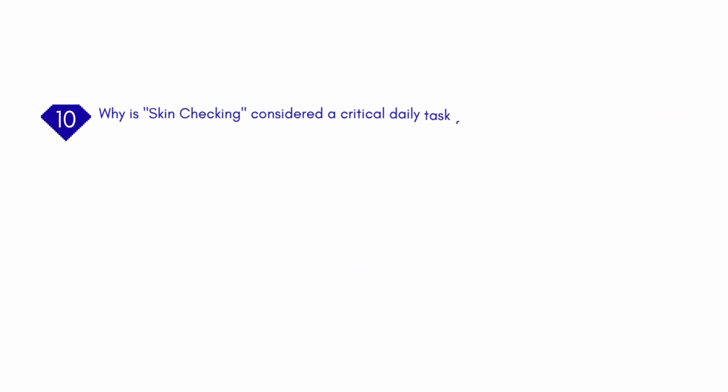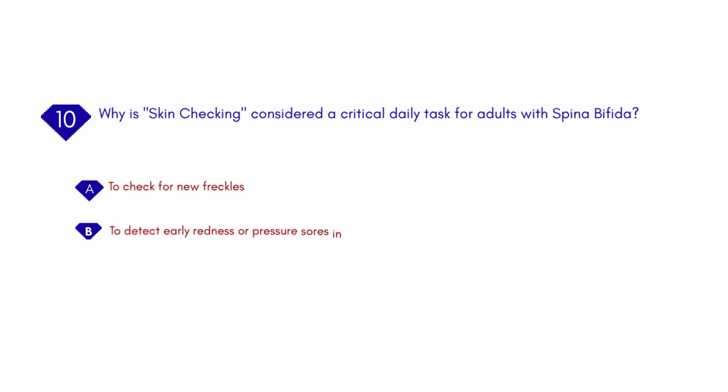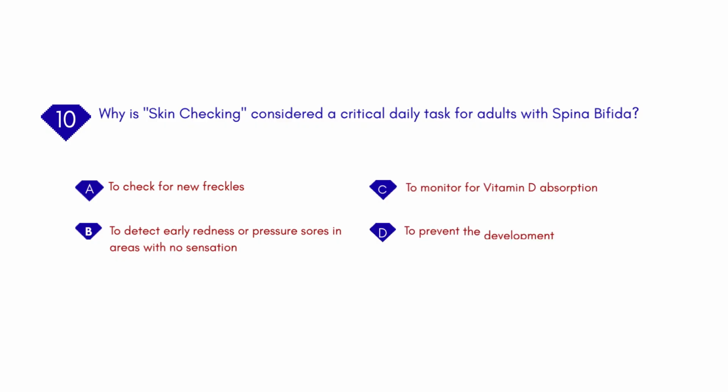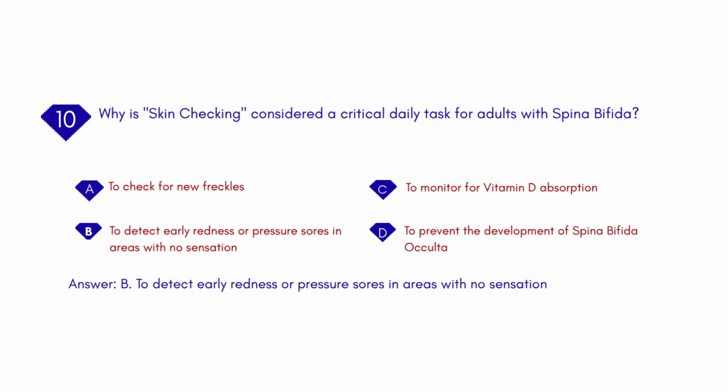Why is skin checking considered a critical daily task for adults with spina bifida? A. To check for new freckles. B. To detect early redness or pressure sores in areas with no sensation. C. To monitor for vitamin D absorption. D. To prevent the development of spina bifida occulta. Answer, B. To detect early redness or pressure sores in areas with no sensation.